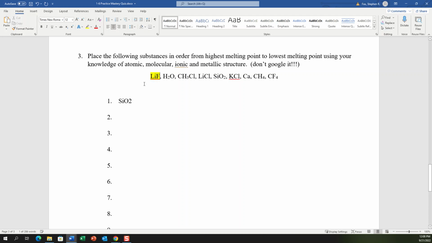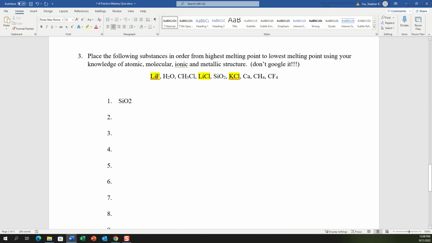So that's an ionic compound. There's an ionic compound. And there's an ionic compound. So these are going to be our next three. All right, so we're going to assume all ionics are going to be the next highest. So for ionic compounds, you're going to look at the size of each ion in the compound, and you're looking for smaller ions because smaller ions can get closer to each other. That increases the Coulombic attraction. Or you're looking for higher charge as well.